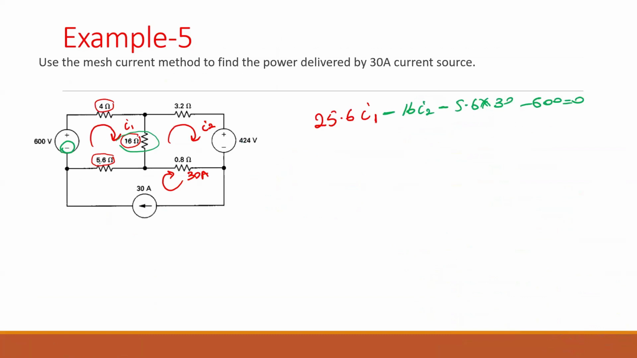I added all the resistors, and that will be your I1 because all resistors are common to I1. I1 is going through all 3. But I2, it's a negative because we know the current is in the opposite direction, but only 16 is shared with I2. So negative 16 I2. 5.6 is shared with the I3, so that is a negative 30 times 5.6. And 600 is entering to the negative side. So it is a negative 600 is equal to 0. Is that clear?